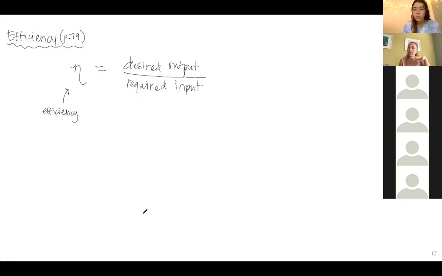And this is rarely 100% because of what law? It's not the first law. The first law is energy conservation. It's the second, Noah. So what's the second law of thermodynamics? Energy flows from higher quality to lower quality.